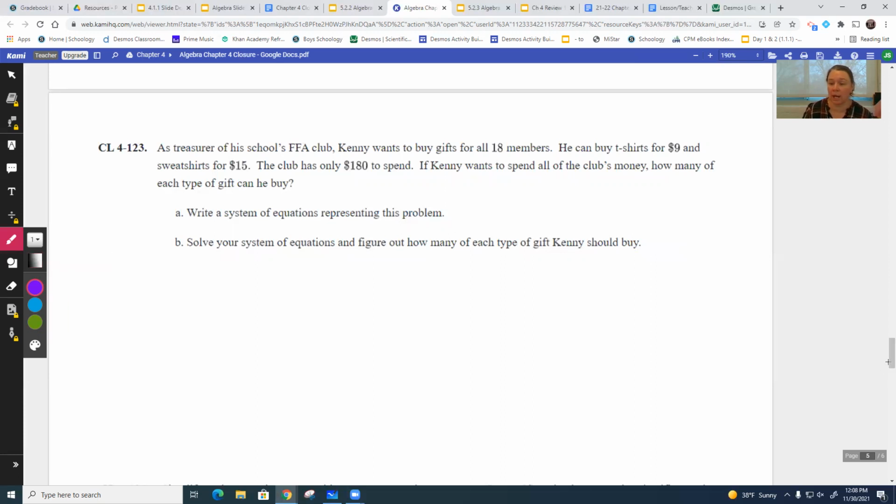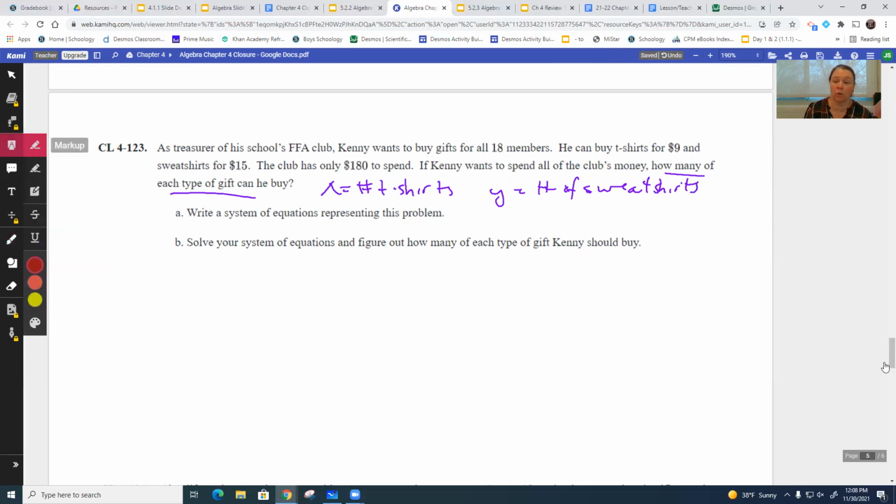Right there, when it says how many of each type can he buy, that's your hint about the variables. So your variables are the t-shirts and the sweatshirts, the two things he's buying. So I'm going to let X equal the number of t-shirts. I'm going to let Y equal the number of sweatshirts. Now I'm going to write two equations. One equation is going to have to do with how many shirts were bought total. And the other is going to have to do with money, like the cost of the shirts and how much money he has to spend.